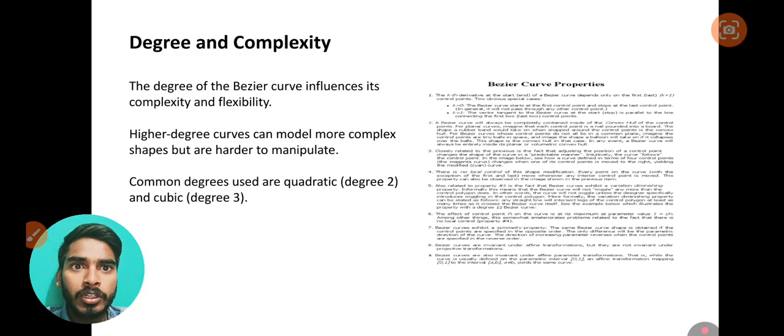Degree and complexity. The degree of a Bezier curve influences its complexity and flexibility. Higher degree curves can model more complex shapes but are harder to manipulate. Common degrees used are quadratic and cubic. Quadratic degree number is 2 and cubic degree number is 3.